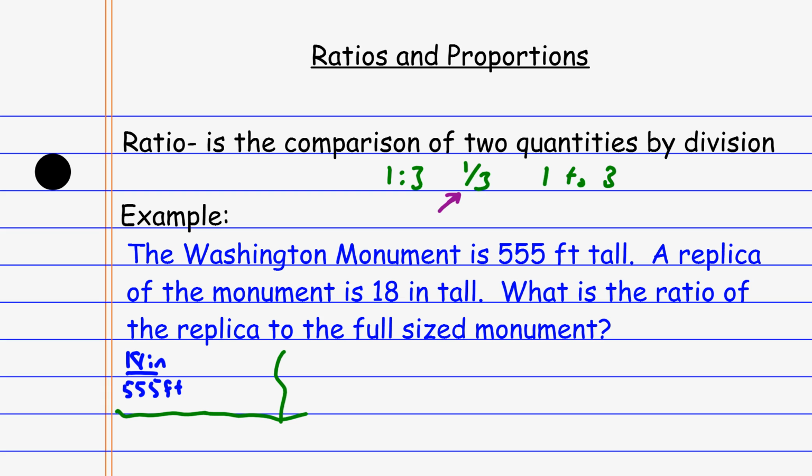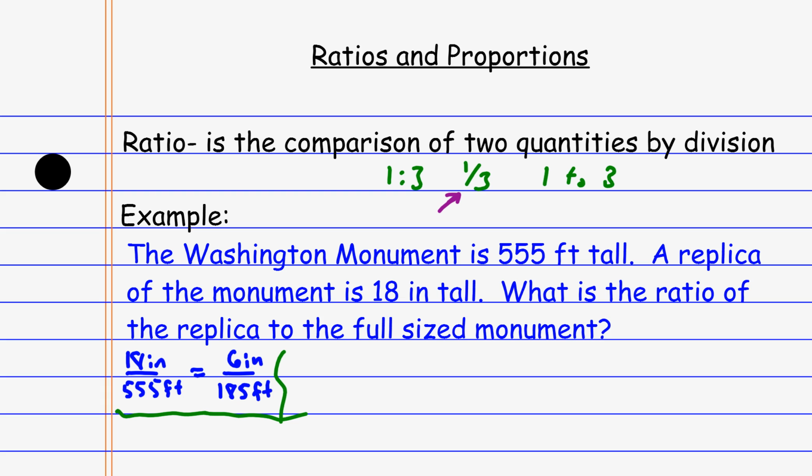Let me do that real quickly. If I divide each of those by 3, it looks like I get 6 inches compared to 185 feet. Okay, and so that is still a ratio. We're comparing these two things by division. But the problem with this ratio, and we will see ratios like this where there are two different units, is that it's really hard to simplify completely because we're going to be stuck with those two units no matter what.